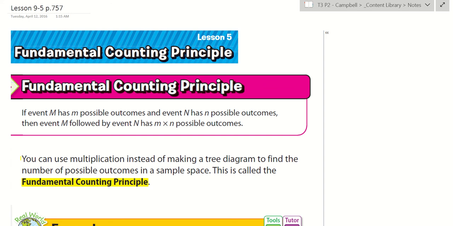Chapter 9, Lesson 5, Fundamental Counting Principle. You can use multiplication instead of making a tree diagram to find the number of possible outcomes in a sample space. This is called the fundamental counting principle.